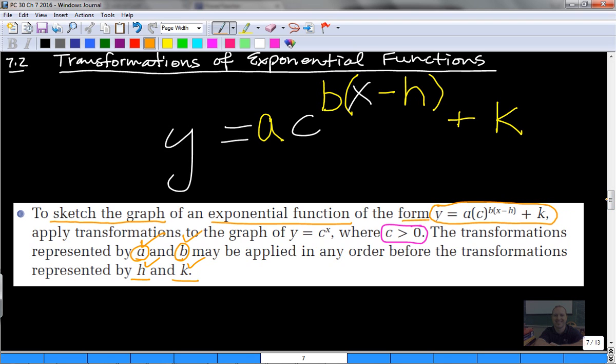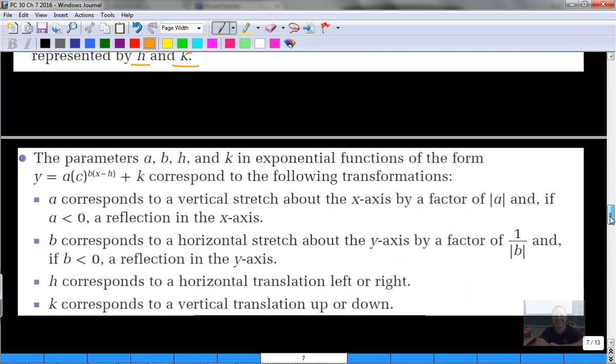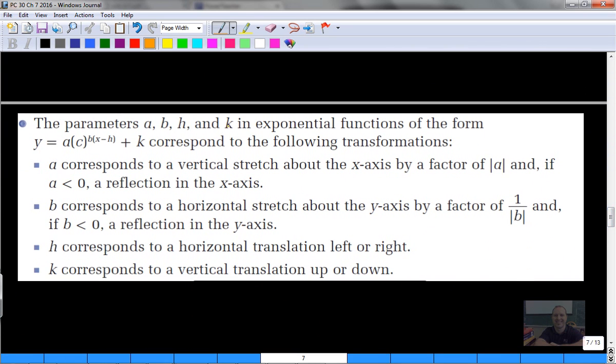And what we're going to do is look at one parameter at a time. This is in the key ideas at the end of your section. We're going to go over them one at a time, and we're going to take a look at a first. In other transformations, a is a vertical stretch about the x-axis by a factor of the absolute value of a. So a is a vertical stretch just like it was before.